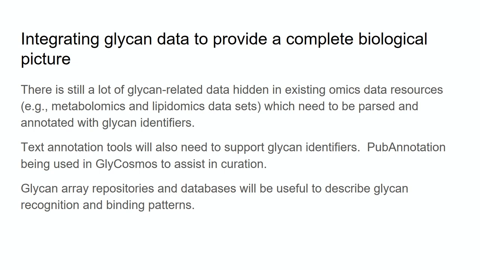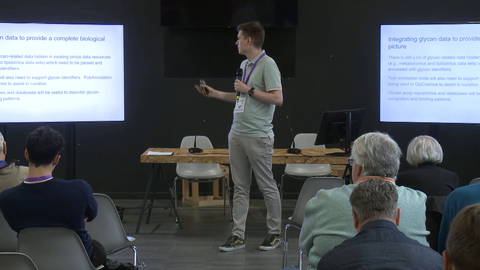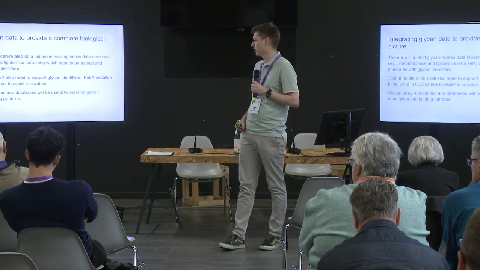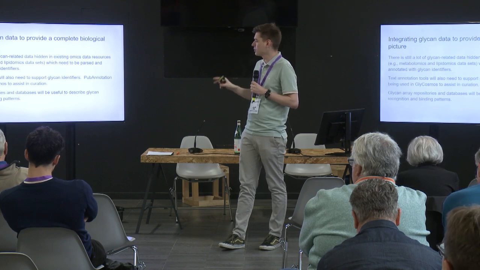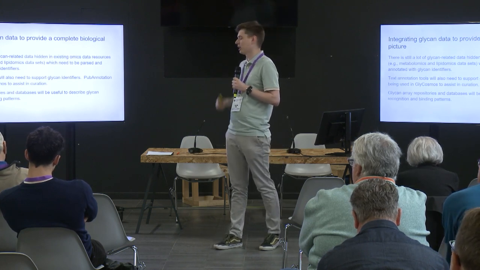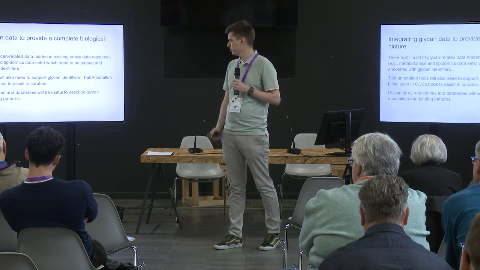Text annotation tools that can support glycan identification can help make these data more visible and add them to current resources. To that end, we have PubAnnotation, for example, which has been used in GlyCosmos to assist in curation. Similarly, we also have glycan array repositories and databases, which are useful for describing glycan recognition and binding patterns. That was all from our group.